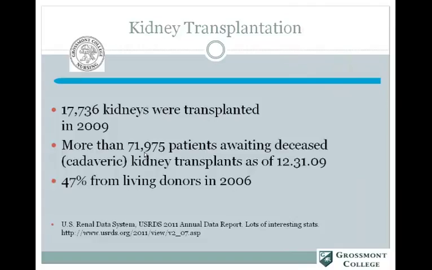The latest figures I could find were from 2009, and in this country there were 17,736 kidneys transplanted, and almost half of them were from living donors. Now, there's almost 72,000 people on the waiting list, or there were at the end of 2009, so that was a few years ago, but it's probably not getting any better. This is a good website here. It has a lot of interesting stats and links to tell you more about it. So if you're interested in kidney transplantation, look that up and do some exploring on there.